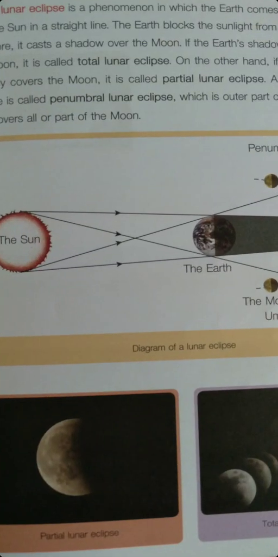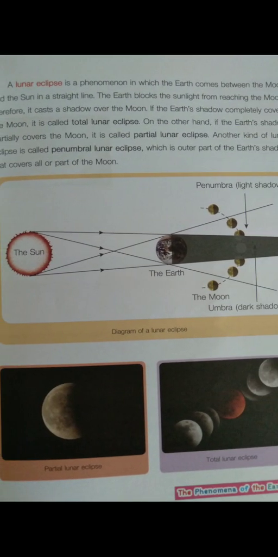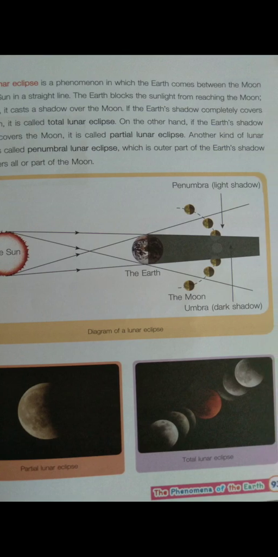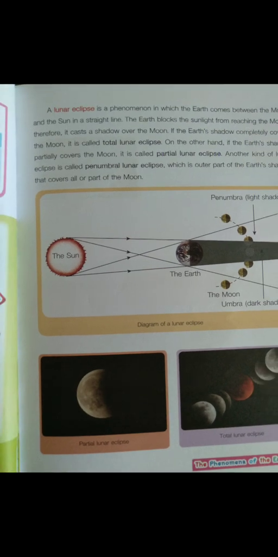Here, the penumbra is the light shadow. The sun, the earth, and then the moon. The umbra is the dark shadow on the moon, okay?